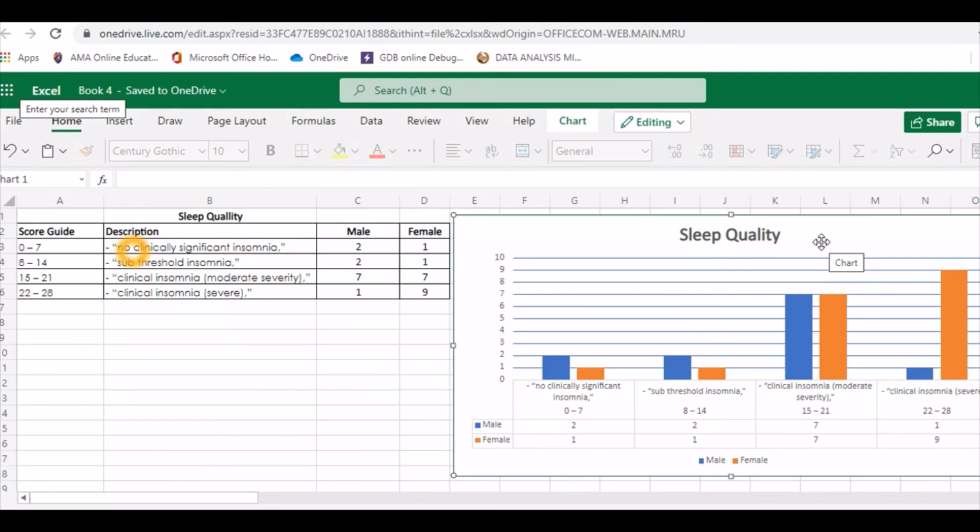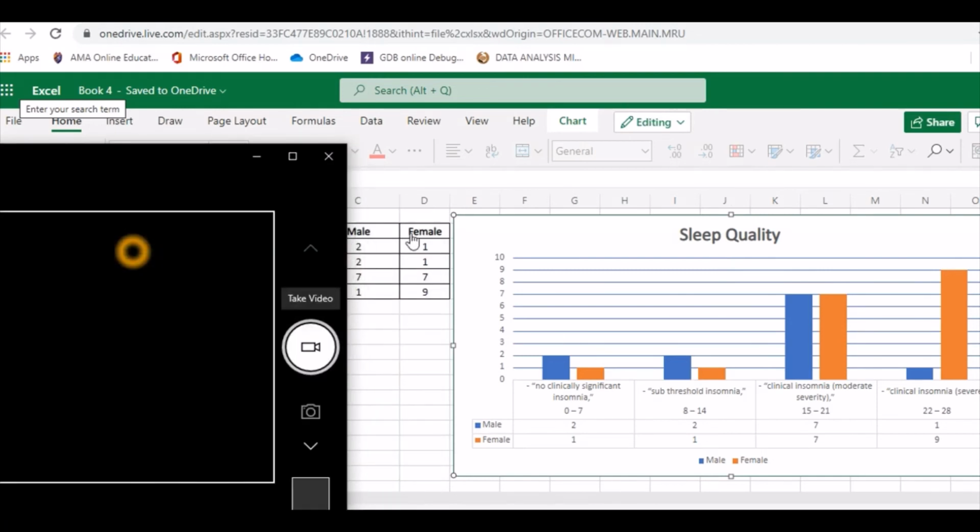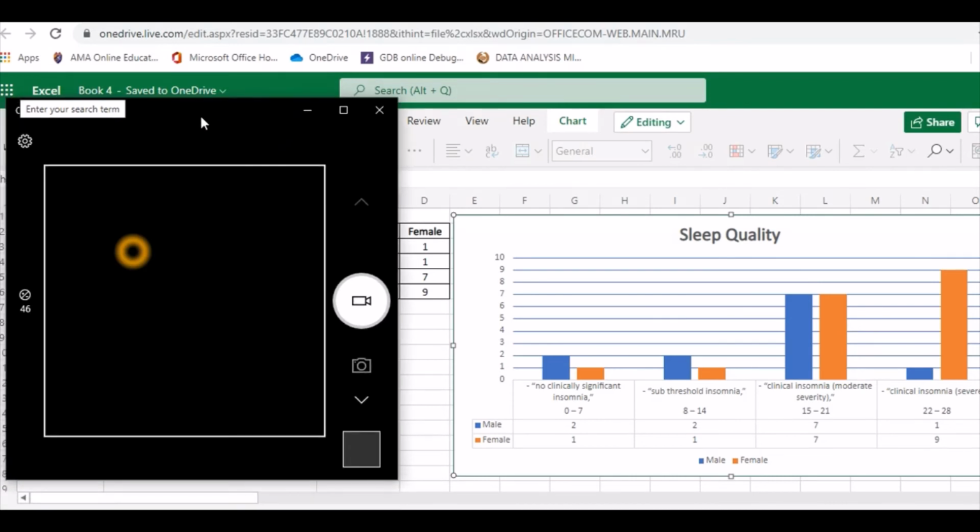Because if you will see the male population on the first score guide, which is 0 to 7, that is no clinically significant insomnia, the male population has a higher quantity than the female population. It means males have better sleep than the female population.